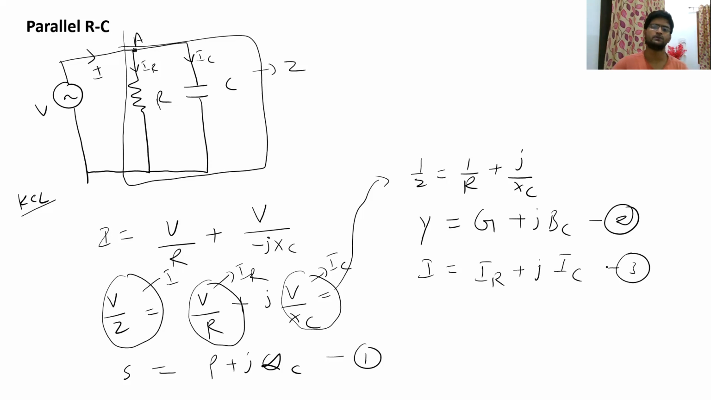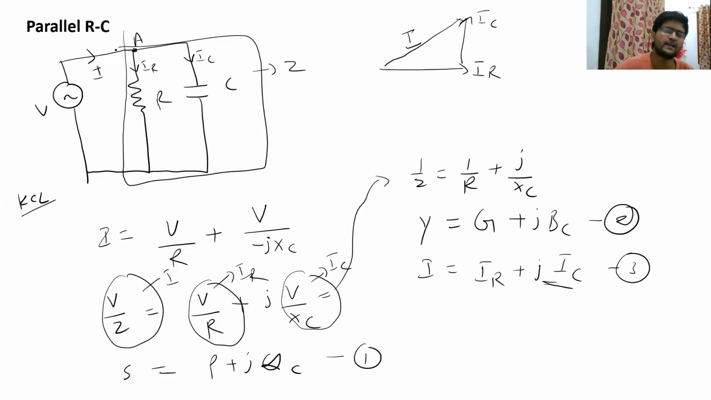This is your equation number 3. And similar to the previous case, we will quickly draw phasors. So if this is IR, then definitely IC is going to be in a leading phase. So this will become IC. And what is going to be your final current? Your final current is going to be this.